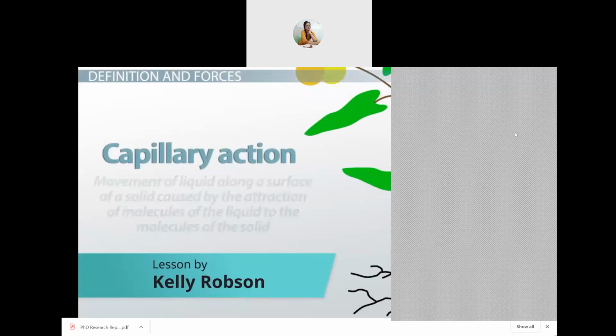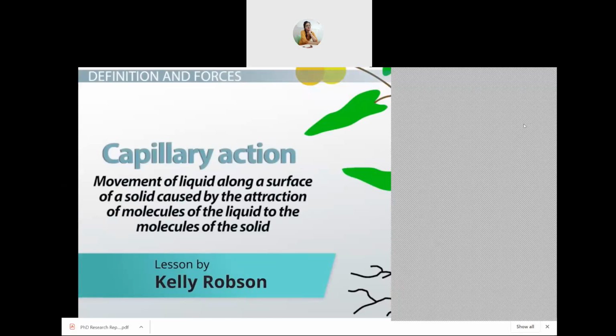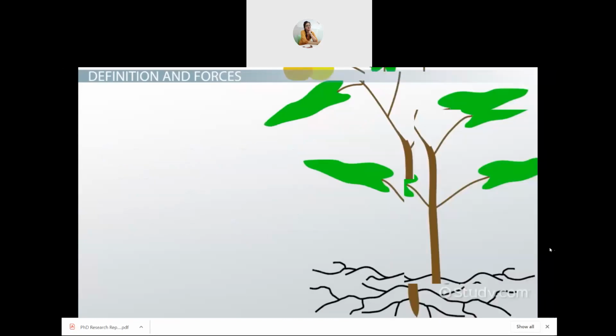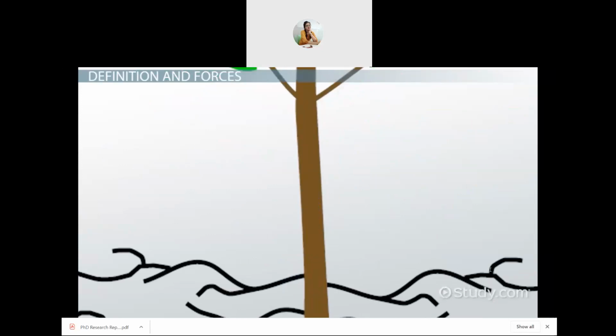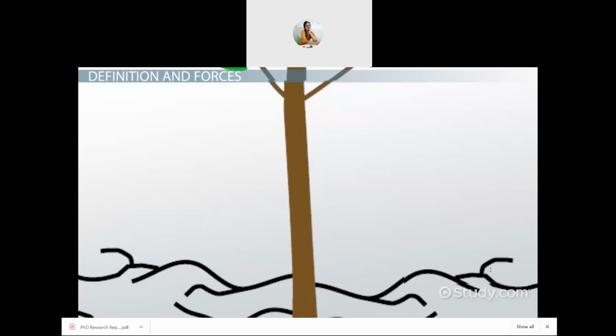Capillary action is the movement of liquid along a surface of a solid caused by the attraction of molecules of the liquid to the molecules of the solid. Let's simplify. Plants use capillary action to bring water up the roots and stems to the rest of the plant. The molecules of the water, the liquid, are attracted to the molecules of the inside of the stem, the solid. This attraction is used to help force the water up from the ground and disperse it throughout the plant. There are three forces involved with the process of capillary action.